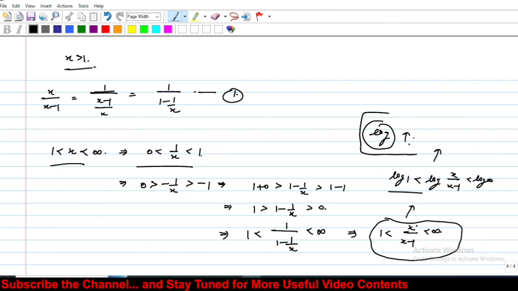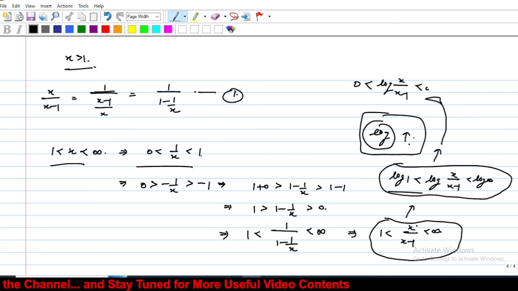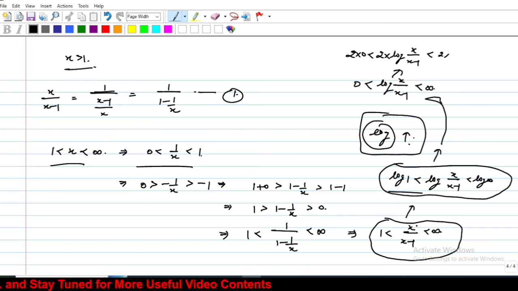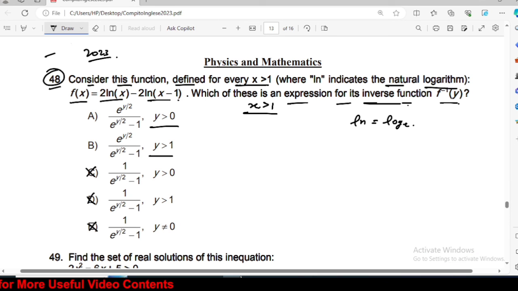Okay, remember this concept. Now for this equation, we have seen that 0, which is log of 1, is less than log of x upon x minus 1 less than infinity. Apply 2 on both sides: 2 into 0 less than 2 into the logarithm of x upon x minus 1 less than infinity, which is 0 less than y. This implies that y is greater than 0. Now come to the options again. Of options A and B, option A is more correct, so option B is incorrect. So for this question, option A is correct.